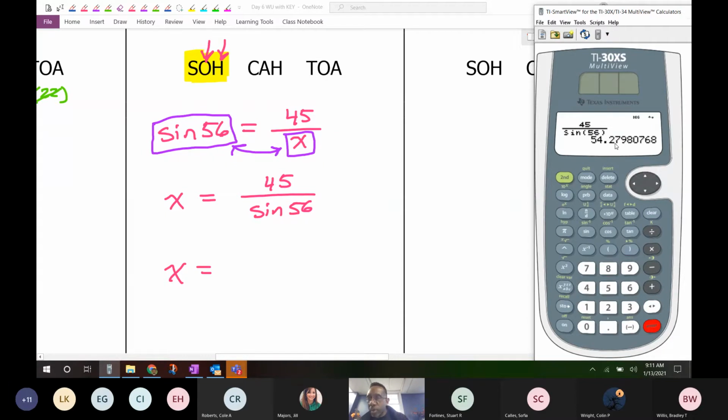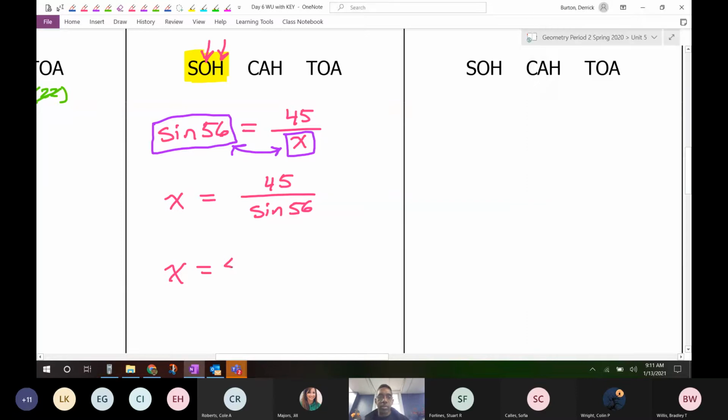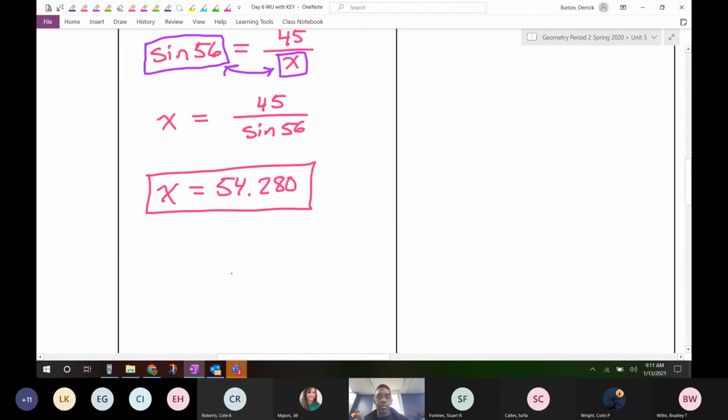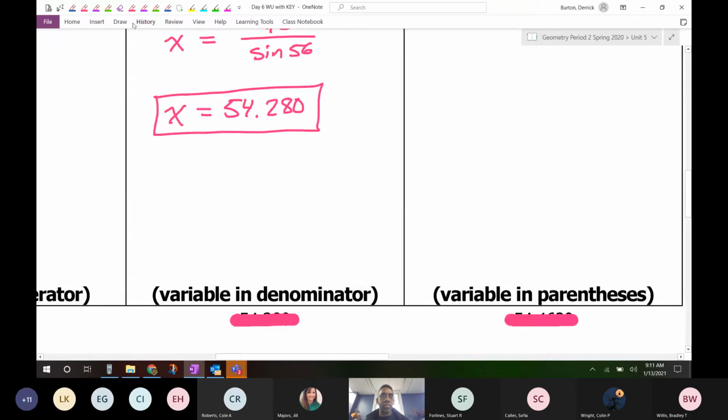So that is 54.279, but then the next number is an 8, so I have to round up. But because it's a 9, I'm going to say, okay, 279 would round up to 280. So it's 54.280. And that should be the answer. Okay, let's see how we did. Boom, beautiful.